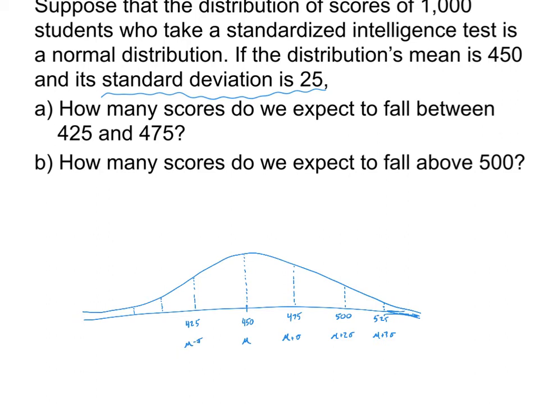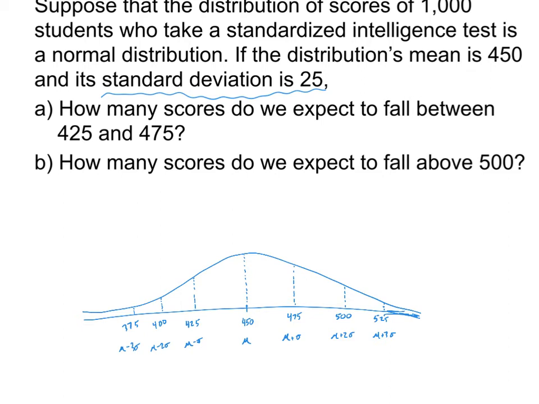Subtract again, 400. That's mu minus 2 sigma. Subtract one more time, and we get 375, mu minus 3 sigma. All right, so that's how we create the distribution.